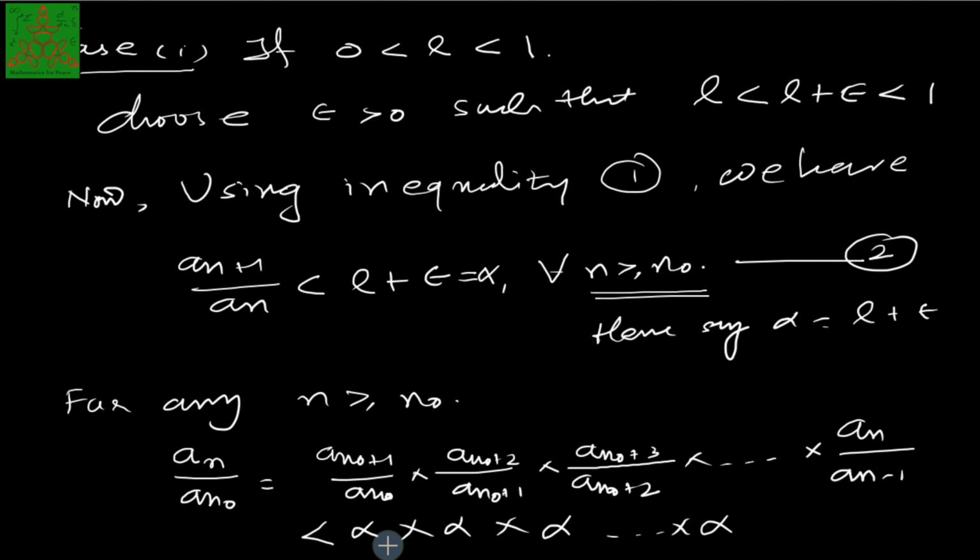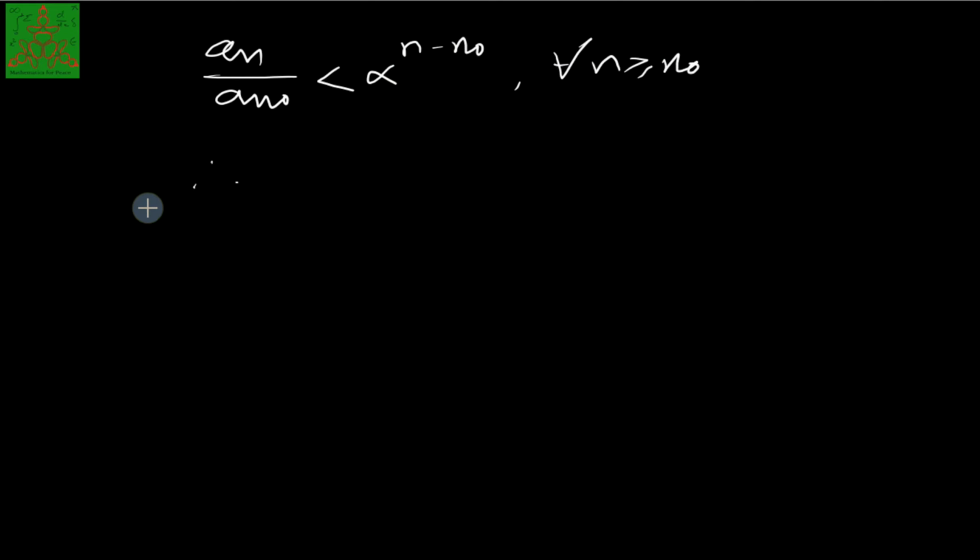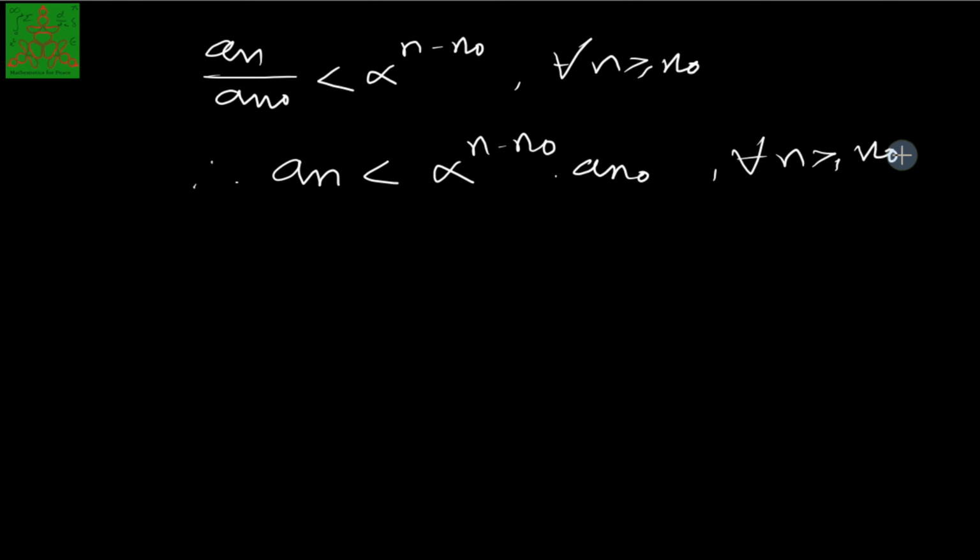And there are alpha terms, but this n minus n0 times this alpha will appear, because there are n minus n0 terms. So from this, what we can say is a_n upon a_n0 is less than alpha raised to n minus n0 for every n greater than or equal to n0. Therefore, this gives you a_n is less than alpha raised to n minus n0 into a_n0 for every n greater than or equal to n0.